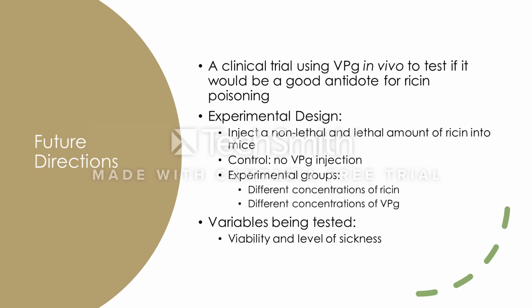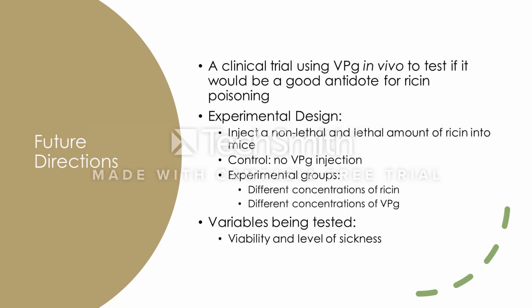A future direction that can be taken is creating a clinical trial using VPG in vivo to test if it would be a good antidote for ricin poisoning. Although ricin can be lethal, in small doses it resembles a case of food poisoning and will not kill an individual. By injecting small doses into multiple mice, it will not be lethal and will allow us to study if VPG inhibits ricin activity in vivo.